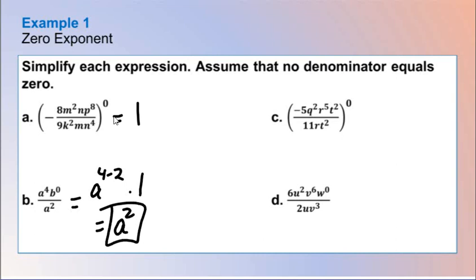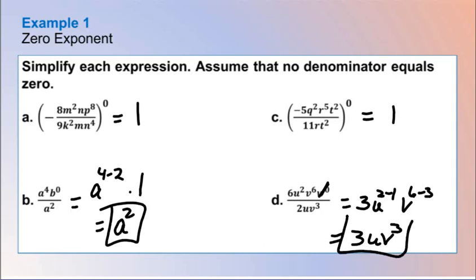Next one, anything raised to the 0 power, so everything's raised to the 0 power, that is equal to 1. Here, the w to the 0 power is 1. 6 divided by 2 is 3. And I have u to the 2 minus 1, and then v to the 6 minus 3, which will give us an answer of 3u v cubed.